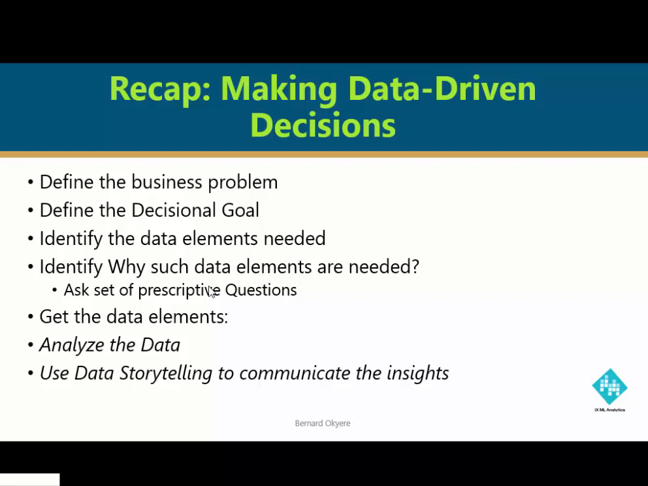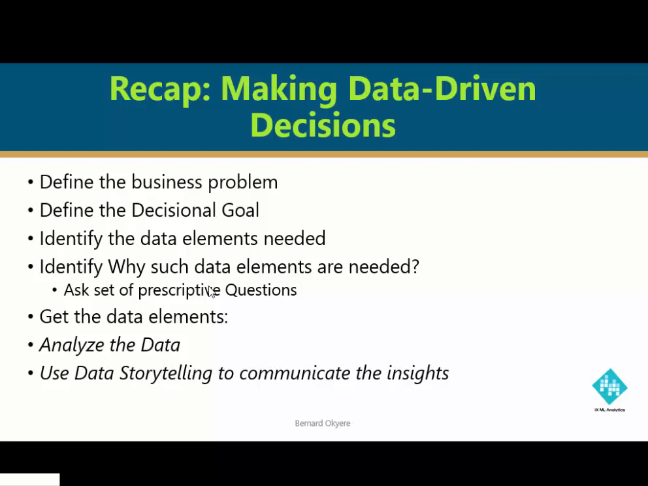So the first thing we said last week is that you should define the business problem. Anytime management seeks to make data-driven decisions, they come to you as an analyst. The first thing you interrogate or ask, or which they will tell you, is the business problem, the need, or they've seen that sales has been dropping over the last quarter. That's a business problem: the drop in revenue or drop in sales over the last quarter.